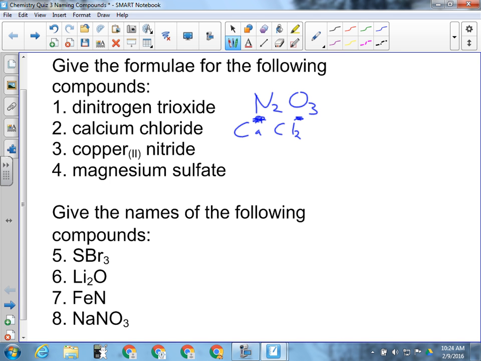For number 3, I've got copper, Roman numeral 2, nitride. Is that ionic or molecular? Ionic. All right, what does the Roman numeral tell me? The charge to use when I do the swap and drop. Okay, nitride is N, and that's -3. Right, so I take the 2, I drop it and swap it, it goes here. I take the 3, I drop it and swap it, it goes here. Okay, so our formula ends up being Cu3N2.